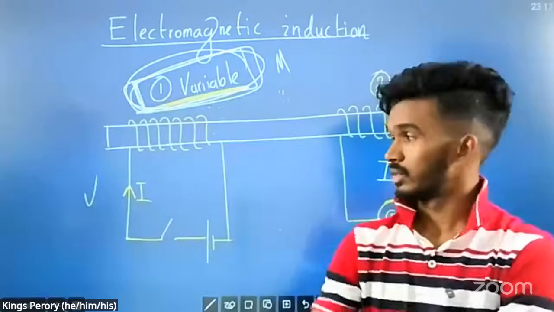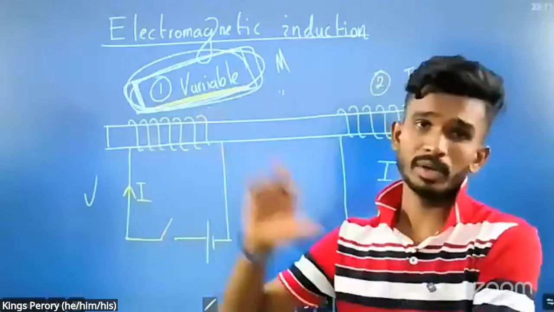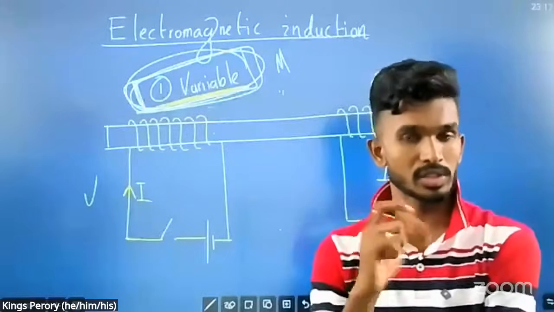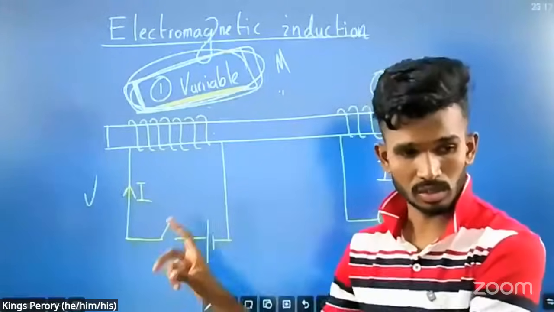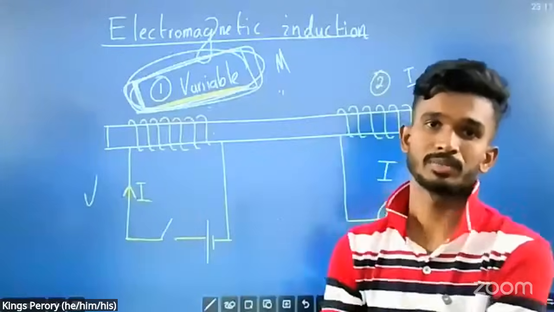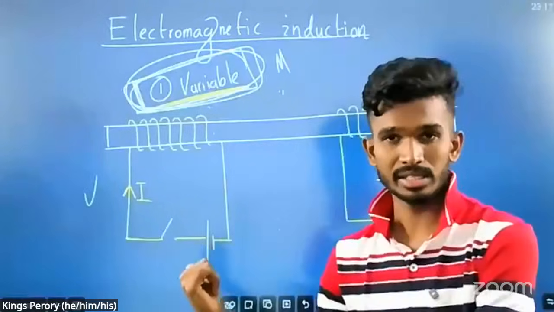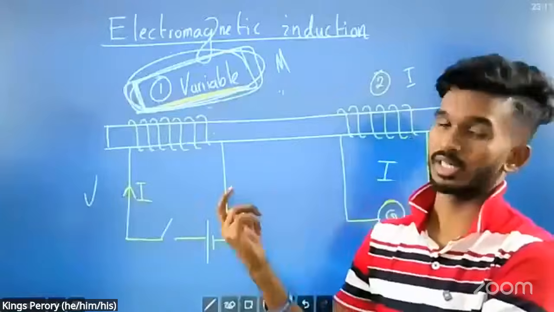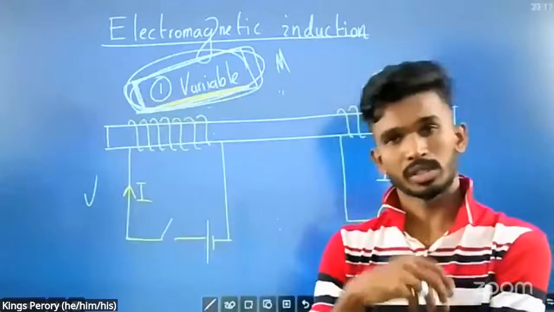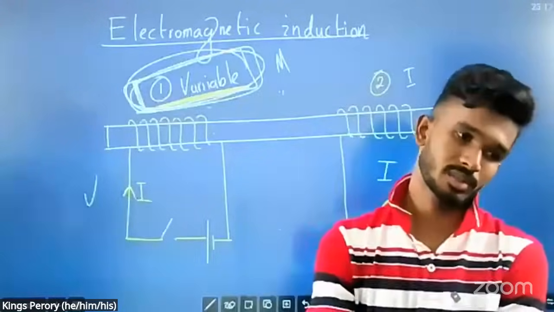Not AC. Using AC, you can simply do this. Using AC, you don't need to switch on and switch off continuously. Using a switch only, you have to switch on and switch off continuously. So if you are using DC, you have to switch on, switch off continuously. Otherwise, this system won't work. If you are using an AC current source, you can tell the current is AC.